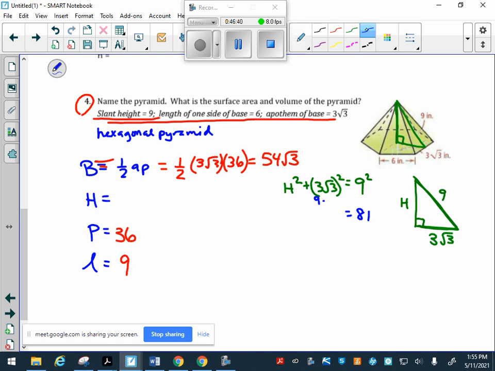Root 3 is getting squared. What's root 3 squared? Root 3 times root 3 is 3, right? Remember, squaring something that's square rooted cancels them out basically, and we get plain old 3. So 3 squared is 9, root 3 squared is 3. So 3 root 3 squared is actually 27, and times 3.